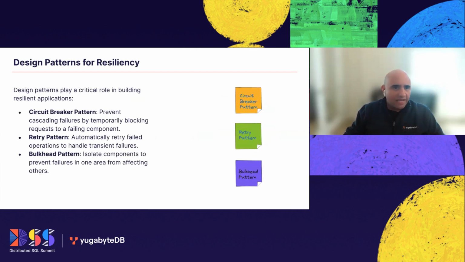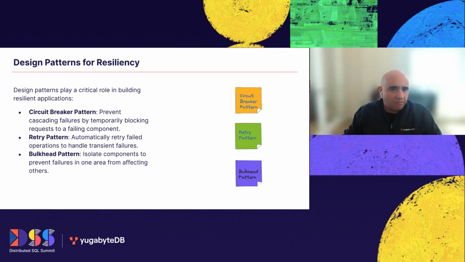So building resilient applications isn't just about principles, it's also about smart strategies. Think of it as having a toolkit of patterns that help you navigate the complexities of distributed systems. So these design patterns are like the seasoned sailor's knots. They keep everything in place, even when the waters get rough. They play a critical role in building applications that can weather the storms of modern computing. Let's explore three key design patterns that are your trusty companions in this journey to resiliency.